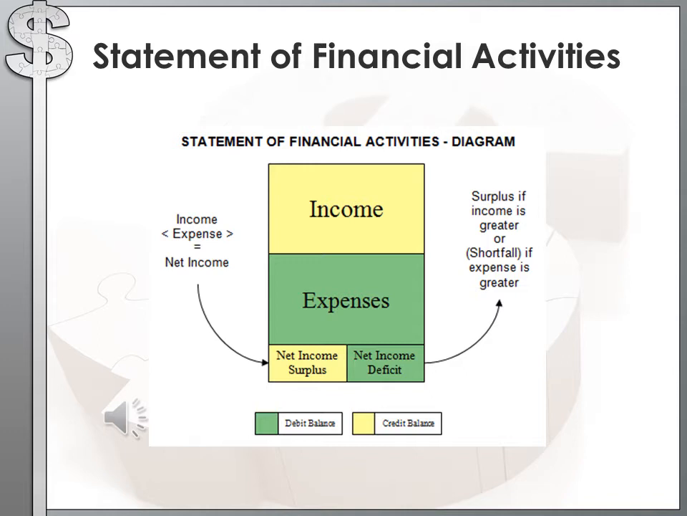Net results in unrestricted, temporarily restricted, and permanently restricted financial activity for each year are accumulated on the statement of position and shown as changes, increases or decreases, in those net asset categories. The relationship between the statement of activities and the statement of position is shown on the screen.